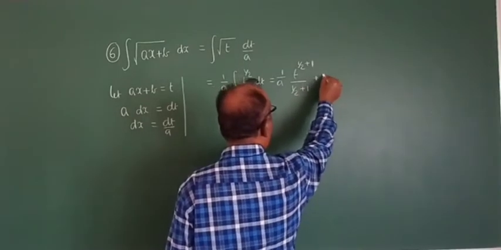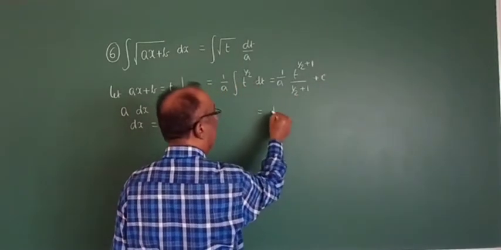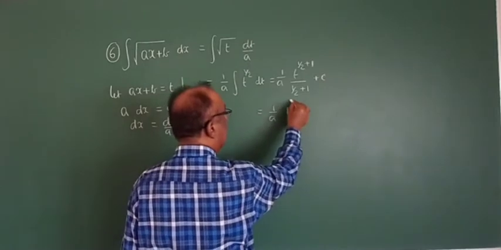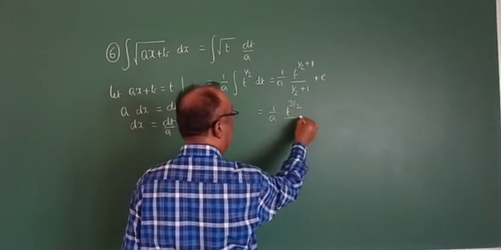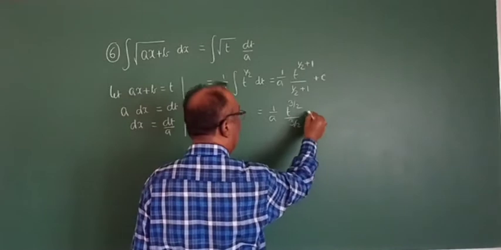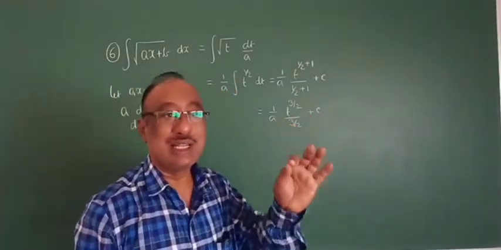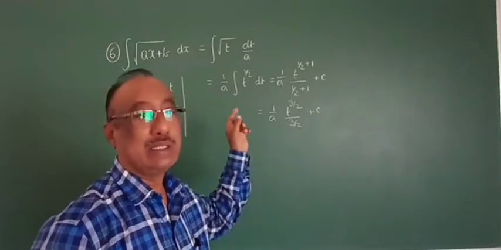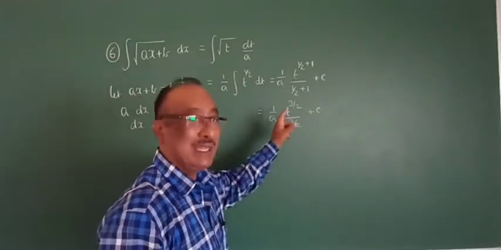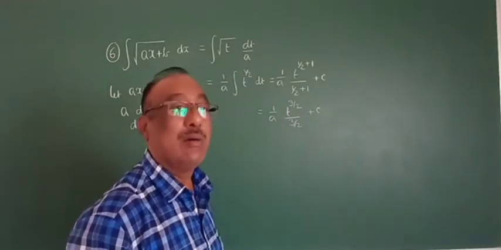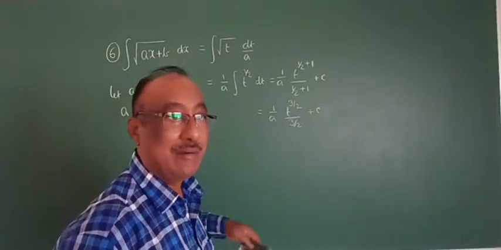Now simplify and write down the answer: 1 by a, t power of 3 by 2, divided by 3 by 2, plus c. Integration is completed. Now substitute t back with the original function. Is it clear, everyone?